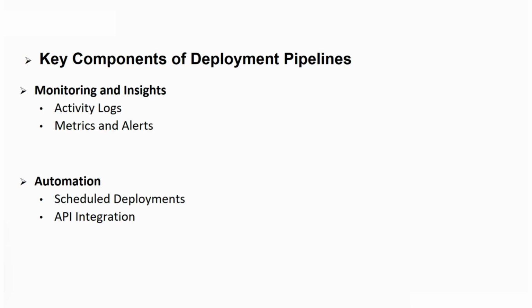Then we have the automation. In this, we have the scheduled deployment, in which you can automate the deployment process by scheduling the content deployment at a specific time. We also have API integration, where you can use the Power BI REST APIs to integrate the deployment pipelines with other DevOps tools and processes.